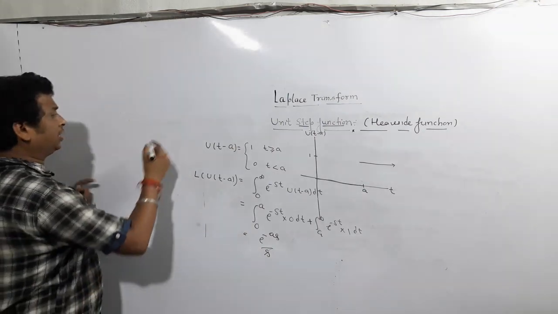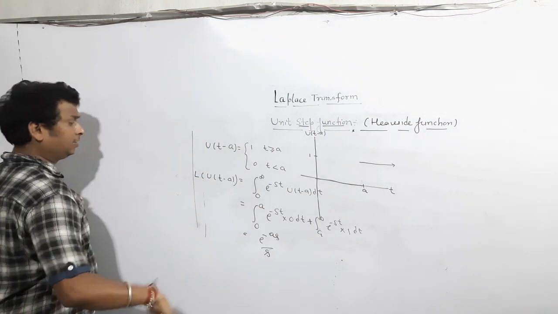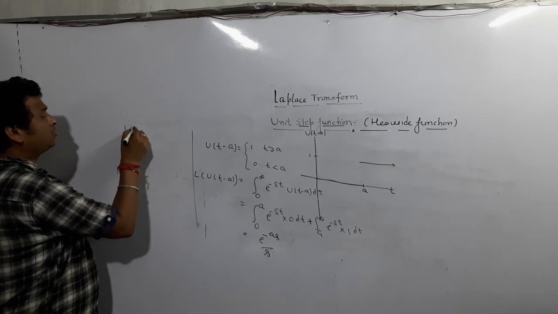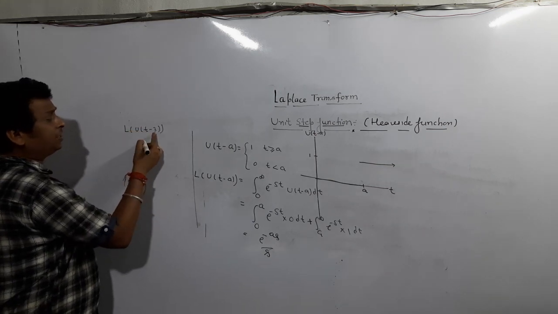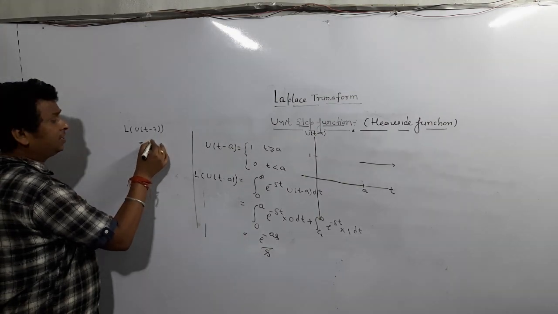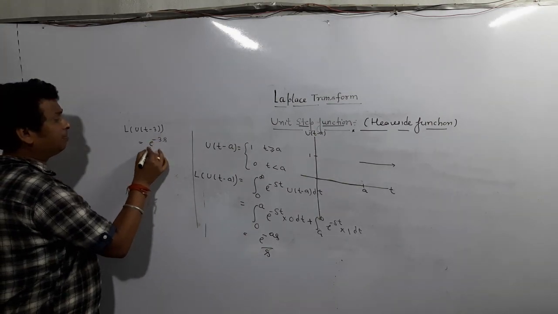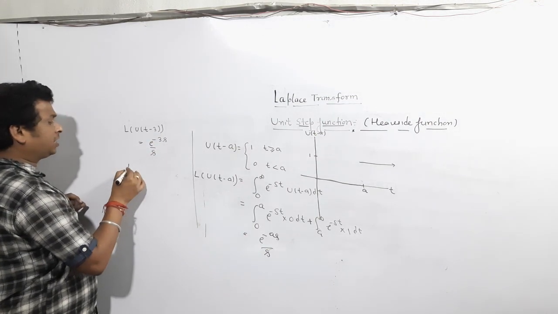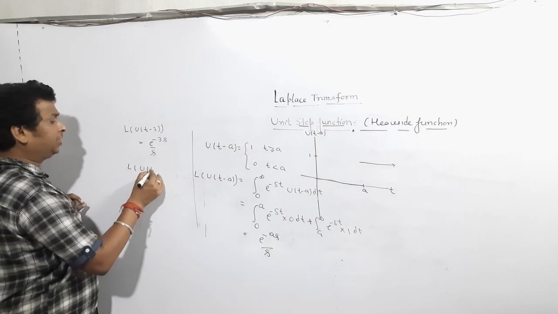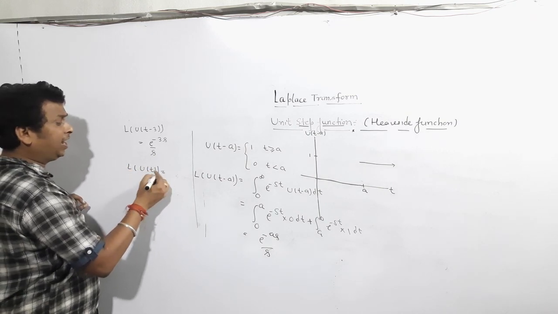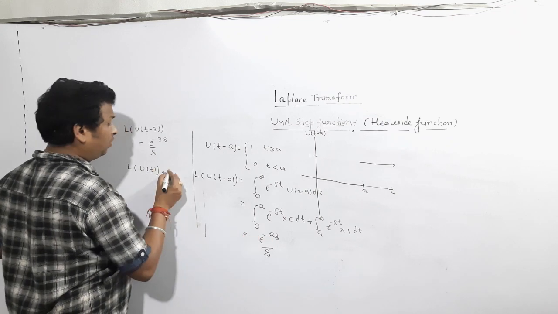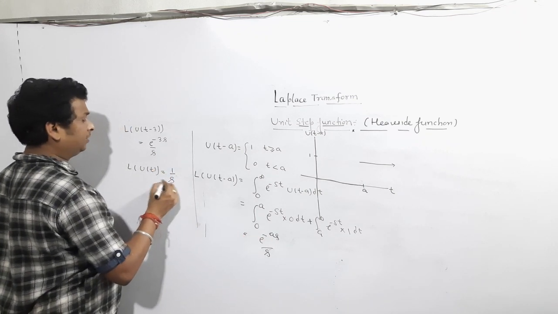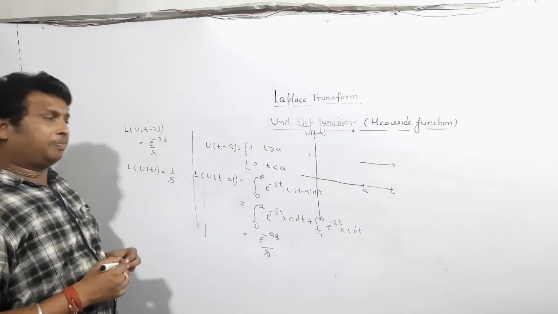Suppose someone asks you, what is the Laplace of u(t minus 3)? What is the a value? 3. So what is the answer? e to the power minus 3s by s. Suppose someone asks what is the Laplace of u(t). What is the a value here? Nothing is there, it is 0. So when you put the value 0, what does it become? 1 by s. So this is basic.